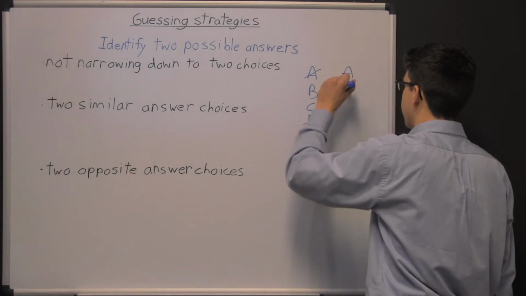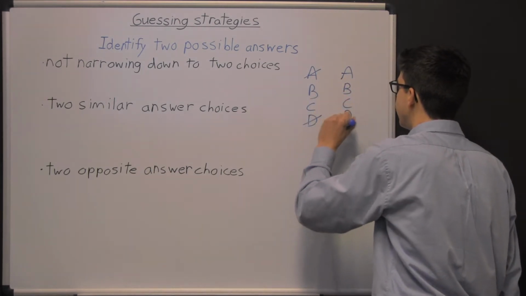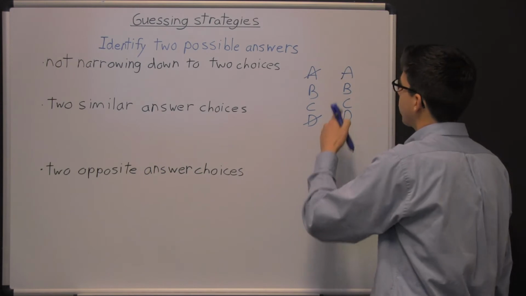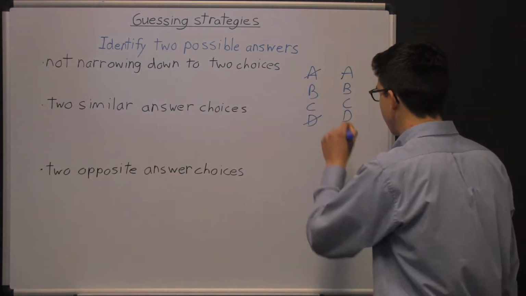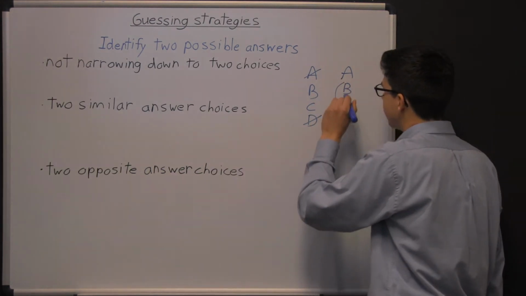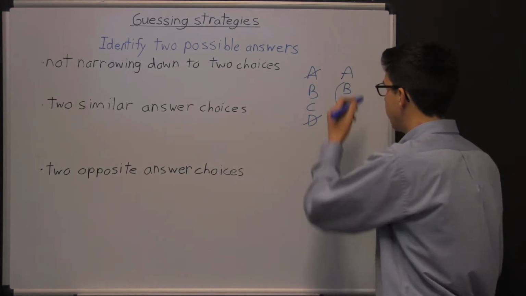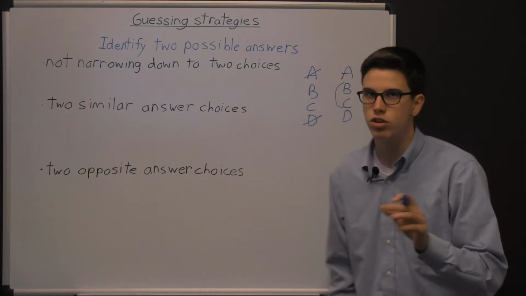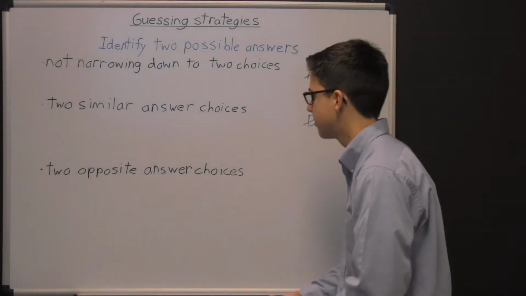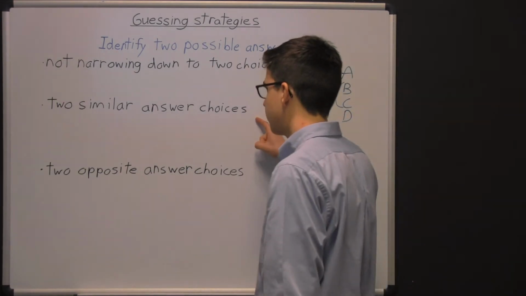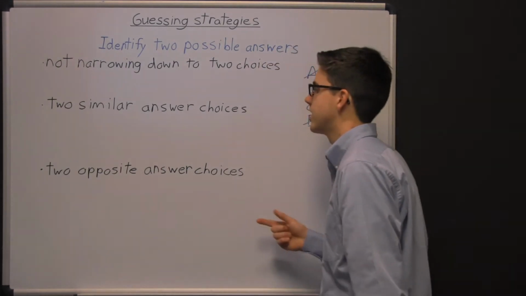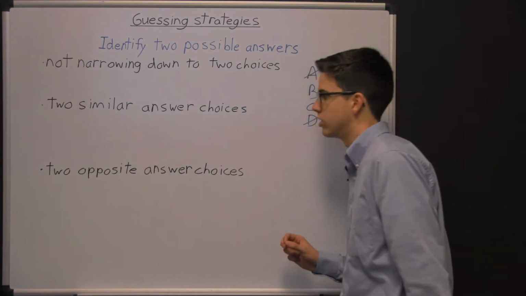Instead, you're looking at A, B, C, and D, and instead of looking at A and D as incorrect, you're immediately identifying that B and C hold the correct answer, that B or C is correct. So there's two primary strategies to do this. One is to look for two similar answer choices, and the opposite is to look for two opposite answer choices.